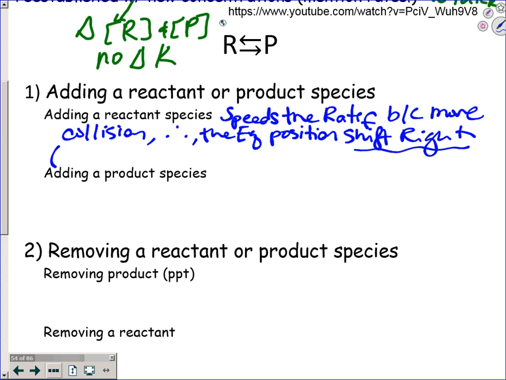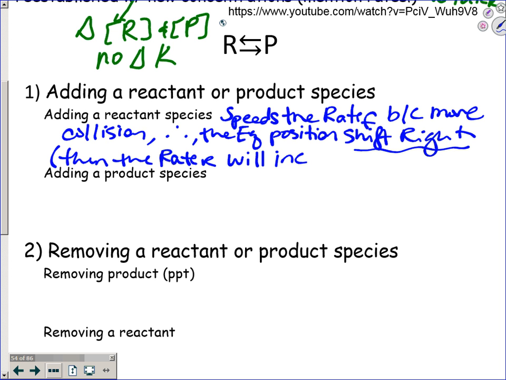But as you make more products, then the rate of the reverse reaction will also speed up, because you've made more products, right? Products react with each other, they reverse the reaction. Reactants react together, they go forward, and vice versa. So it's dynamic, right? They're constantly going back and forth, back and forth. It's just this first part, increasing the reactants, will immediately speed up the forward reaction, which will cause it to shift right.